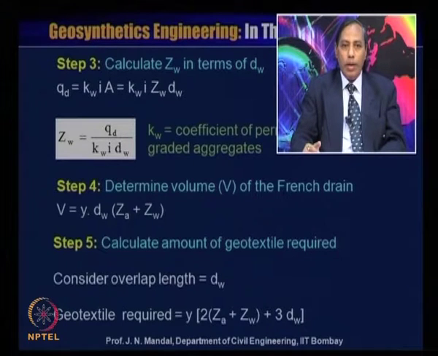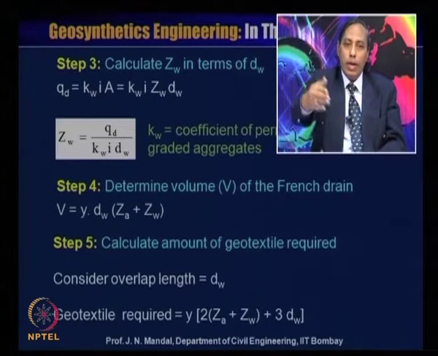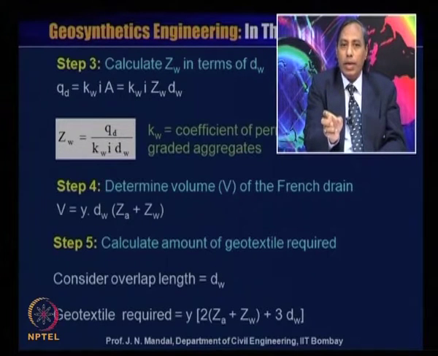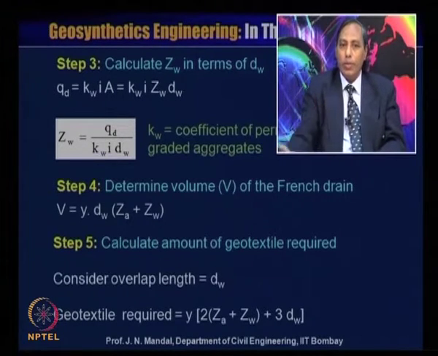dW. Now step 4, determine the volume V of the French drain, that means V is equal to Y into dW into (ZA plus ZW). So Y is the length of the drainage and dW is the width of the drainage, and ZA plus ZW as defined earlier. So you can calculate the volume of the French drain.